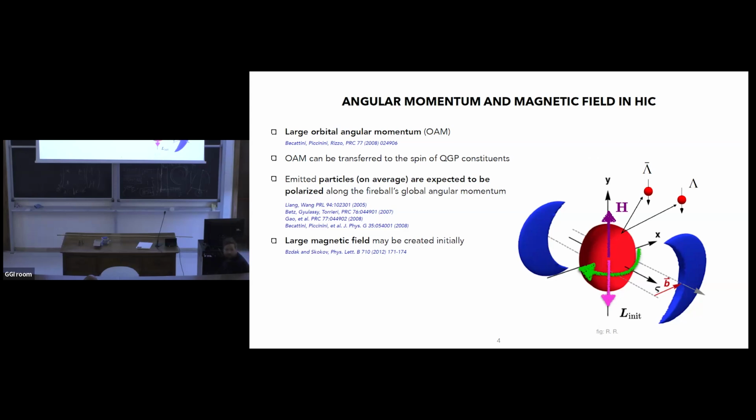But apart from this, there is another important property that also allows us to study this system: apart from the initial orbital angular momentum, there is also an initial magnetic field that can come into the game due to the fact that the collided ions are charged.